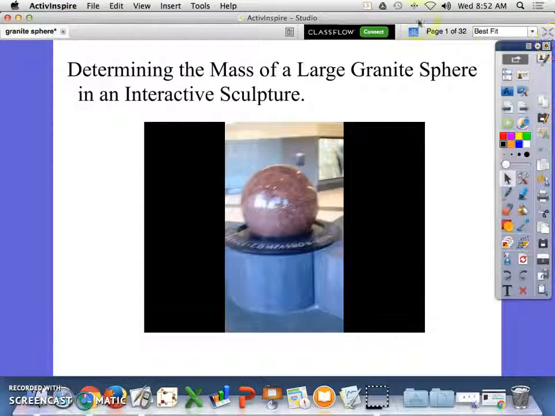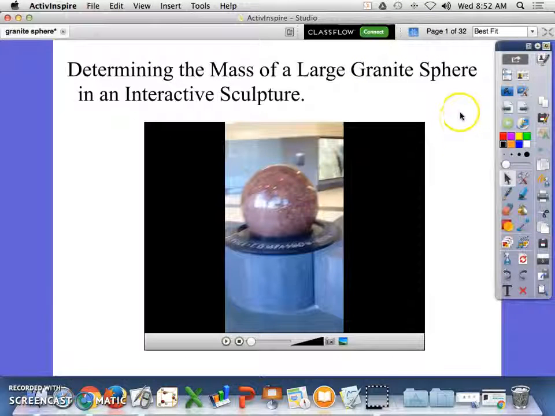So the lab is to determine the mass of this sphere. When I saw this for the very first time, I thought, gee, I wonder how much that weighs. And I've done this experiment a few times. I've been there when people walked up and said the very same thing. So it's kind of a natural question.